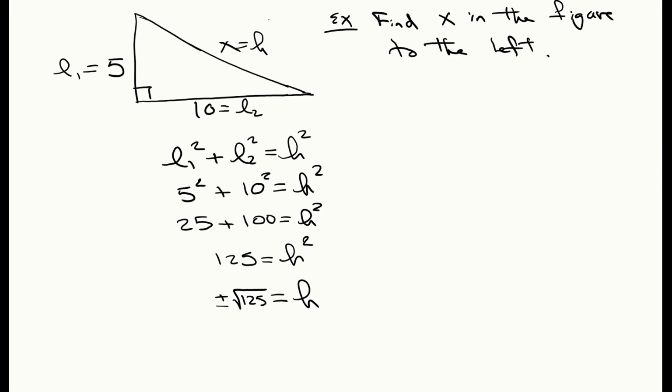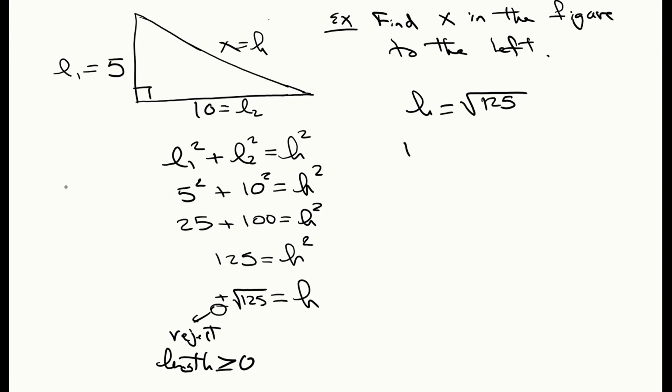But here, because h is the length of a real physical object, it can't be negative because length is never negative. So here we're going to go ahead and reject this because length is always greater than or equal to 0. So we have h equals square root of 125, and of course we never want to leave any mathematical problem unsimplified, so we're going to try to reduce that.